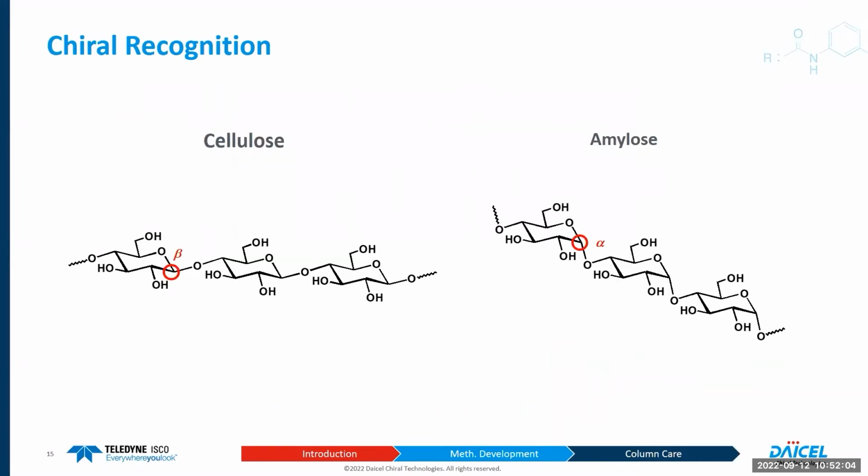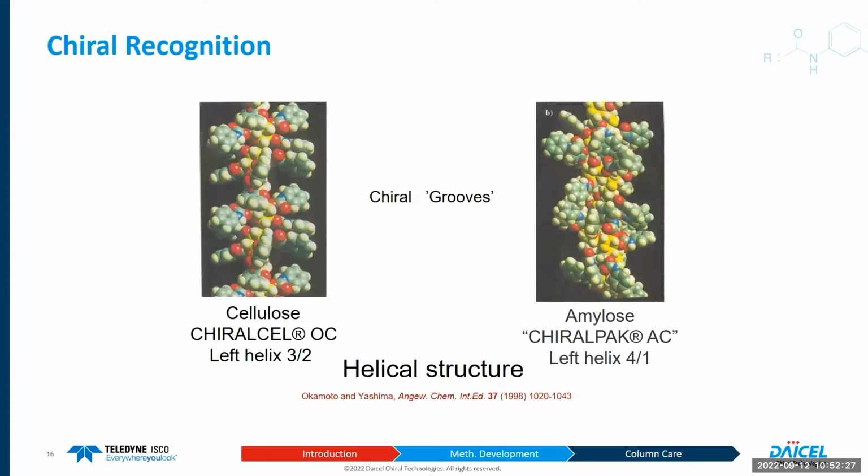Now, like I said, there are some variations available where you've got both cellulose and amylose-based 3,5-dimethylphenyl carbamate. The difference between cellulose and amylose arises from the linkage of the glucose monomers. In the case of cellulose, you've got beta linkages. In the case of amylose, you've got alpha linkages, which results in quite a dramatic difference in the shape and size of the chiral grooves and the overall appearance of the helix that forms of that polymer.